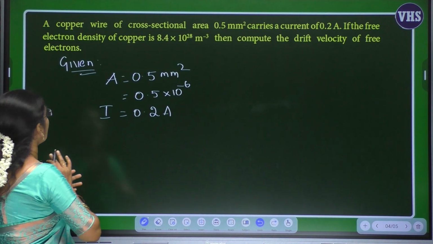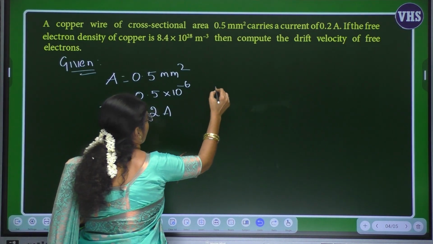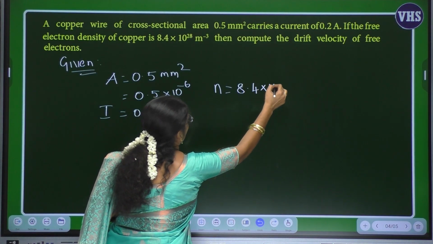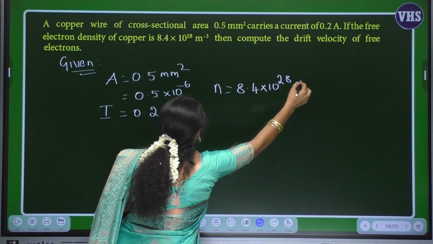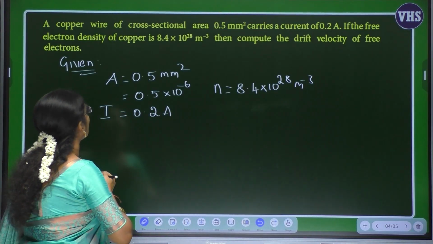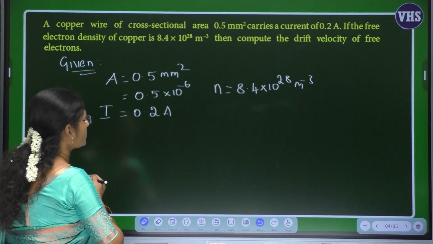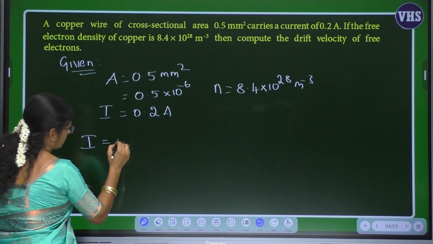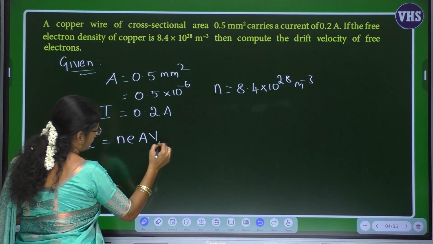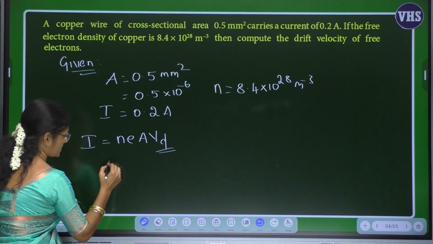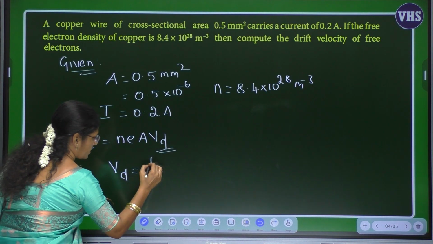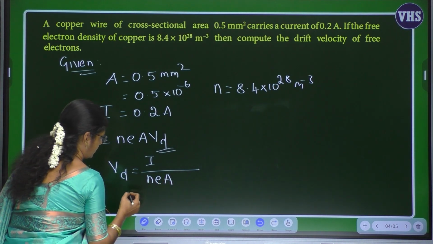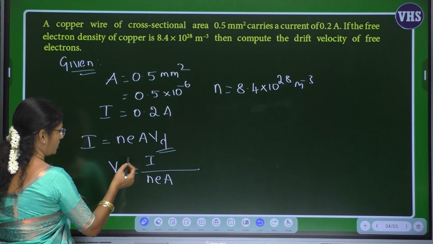Okay, so the free electrons density, that is n value, is 8.4 into 10 to the power of 28 meter to the power minus cube. Okay, and then find the drift velocity. Okay, so what is the formula? I is equal to neAvd. Okay, what do we need? We need the drift velocity. So Vd is equal to I divided by nea.